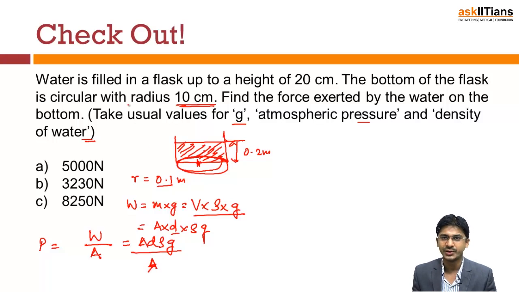The bottom is circular with the radius 10 centimeter. Then you have to find the force exerted by the water on the bottom. What you see is that area and area get cancelled out. What you have is simply rho g into d. What is rho? This will be 1000. g will be 10.